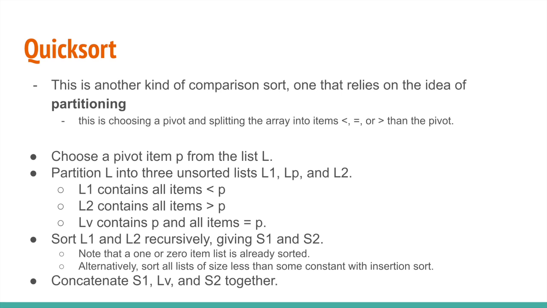In question 1, we will be taking a look at quicksort, which is another kind of comparison sort that relies on the idea of partitioning. We first choose a pivot item P from the input list L. Partition L into 3 unsorted lists, L1, LP, and L2, where L1 contains all items less than P, L2 contains all items greater than P, and LP contains all items equal to P. We then recurse on L1 and L2, giving S1 and S2, and concatenate S1, LP, and S2 together.